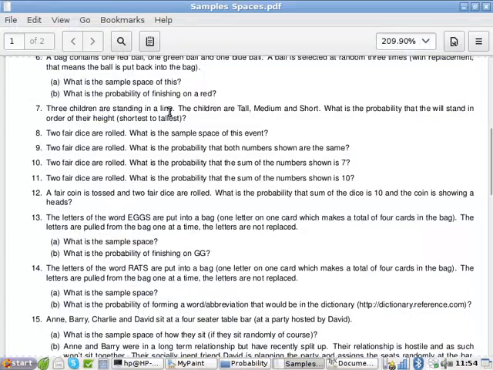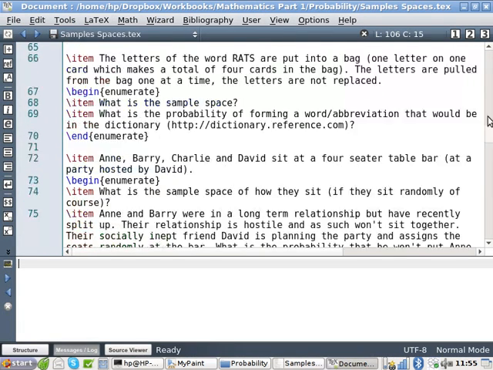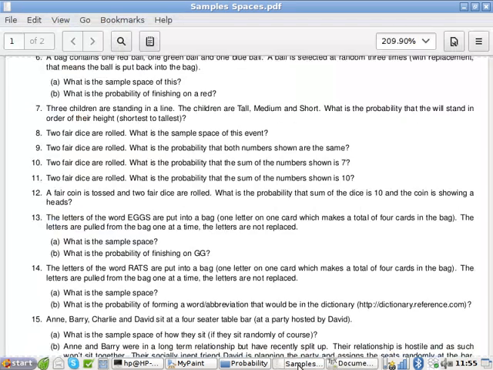Three children are standing in a line. What is the probability that they will stand in order of their height, shortest to tallest? There's the shortest and the tallest. Goodness sake, all right. Fine. One. Now, is that better? Yeah. Great. Alright, we'll just finish on number 8 then.